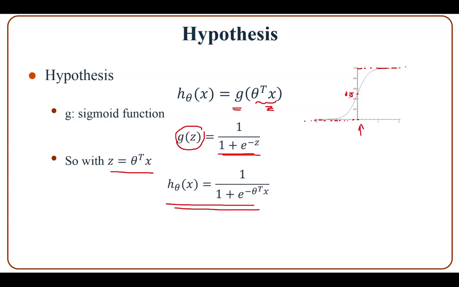The hypothesis is a function of z, and z is actually theta transpose times x. The function is a sigmoid or logistic function, and it is equal to 1 divided by 1 plus e to the negative z. So with z equal to theta transpose times x, this is the hypothesis.